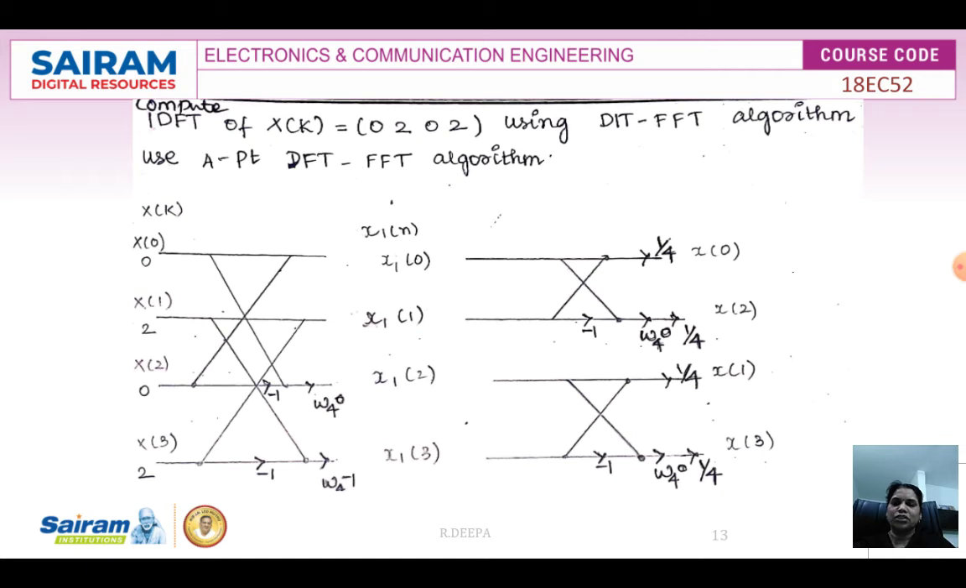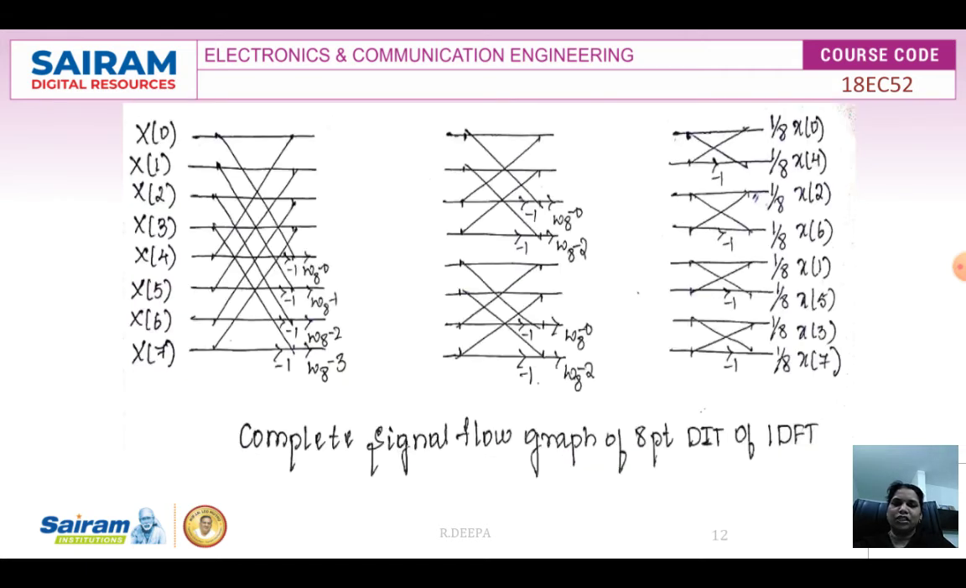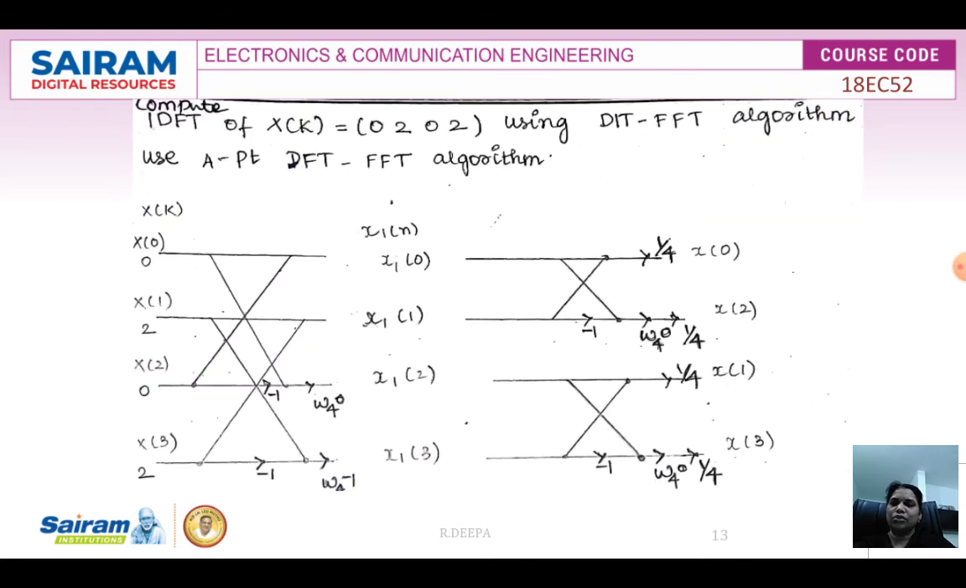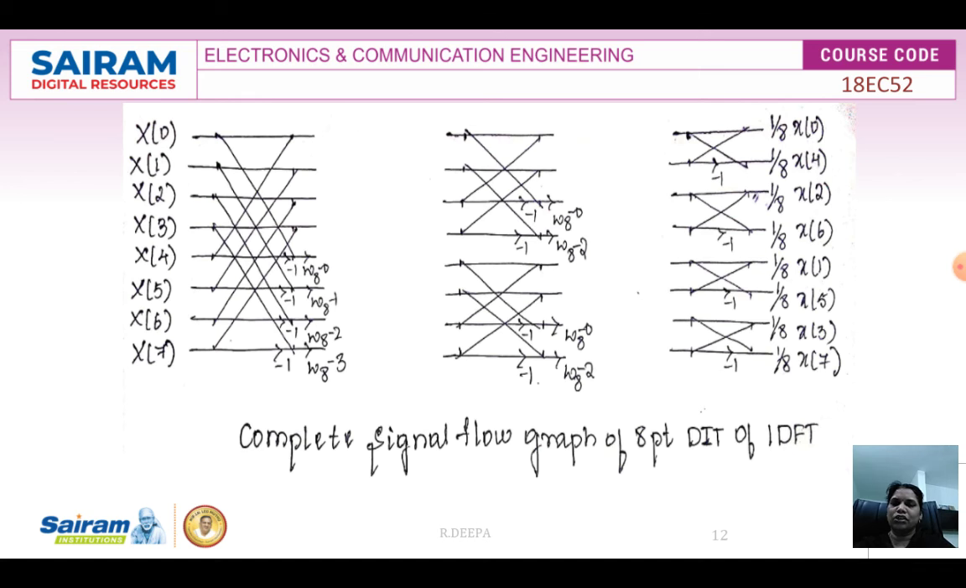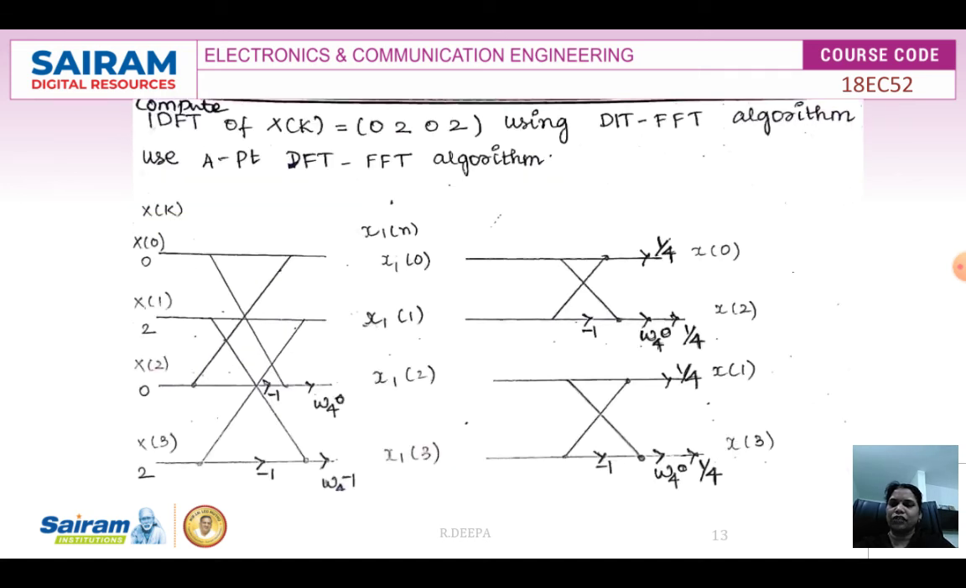The flow diagram is drawn here first, keeping in mind that the number of butterflies is reduced. Since there are only 4 inputs, it starts with the second stage, that is the bigger size butterfly, then the smaller butterfly. And as you know, the input is going to be fed in normal order. So here I have fed the input in normal order as x of 0, x of 1, x of 2 and x of 3.